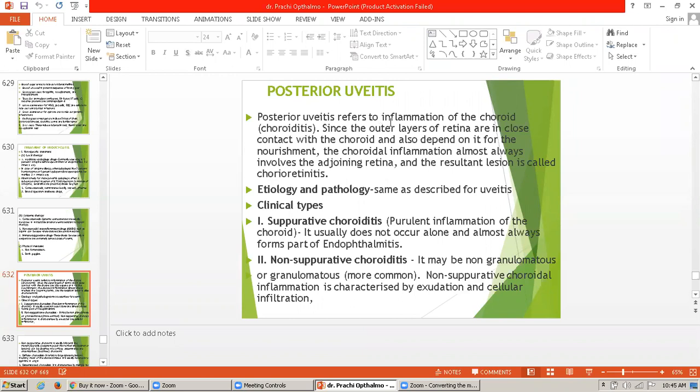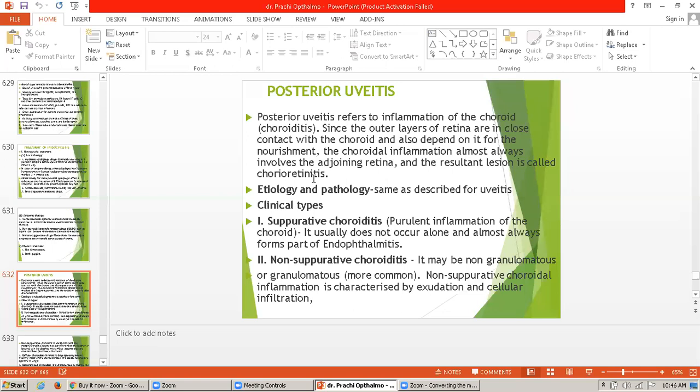Posterior uveitis refers to the inflammation of the choroid, that is choroiditis. Since the outer layers of the retina are in close contact with the choroid and also depend on it for nourishment, choroidal inflammation almost always involves the adjoining retina, and the resultant lesion is called chorioretinitis. So, posterior uveitis refers to inflammation of the choroid.